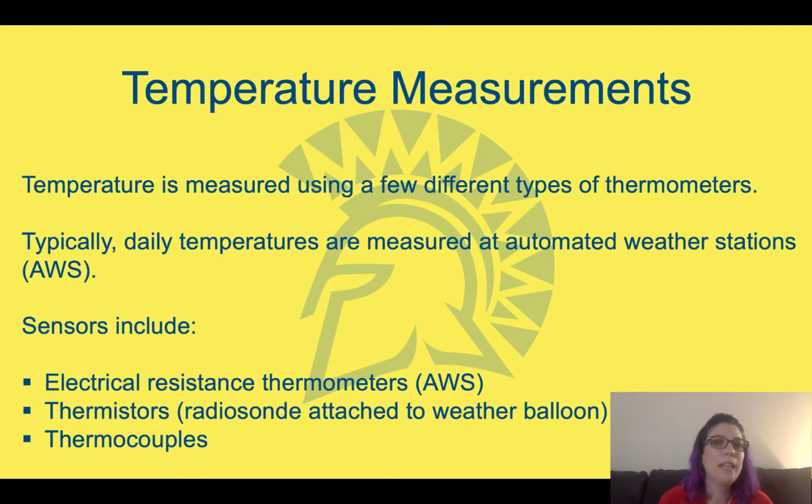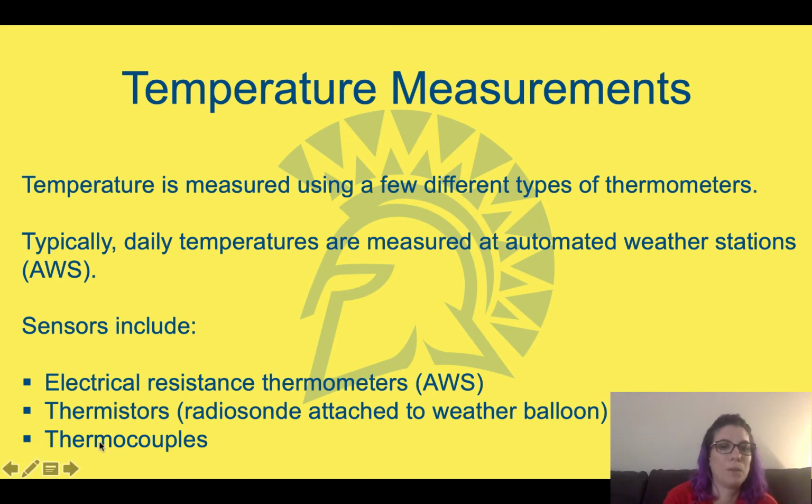Okay, so how do we take measurements of temperature? There are different types of thermometers that we might have. Basically, daily temperatures are measured at automated weather stations at the National Weather Service, and they call those AWS. The sensors might include the electrical resistance thermometer. That's what the AWS uses. Basically, it takes the temperature and automatically sends it into the computer inside of the office, so they don't have to go outside and physically look at the thermometer.